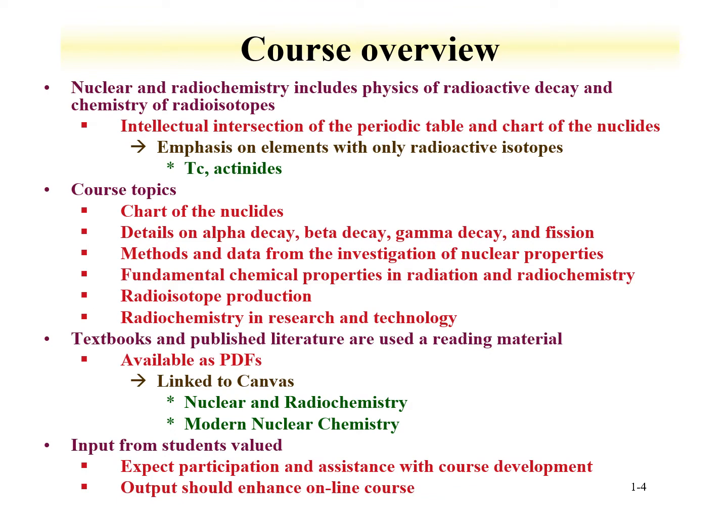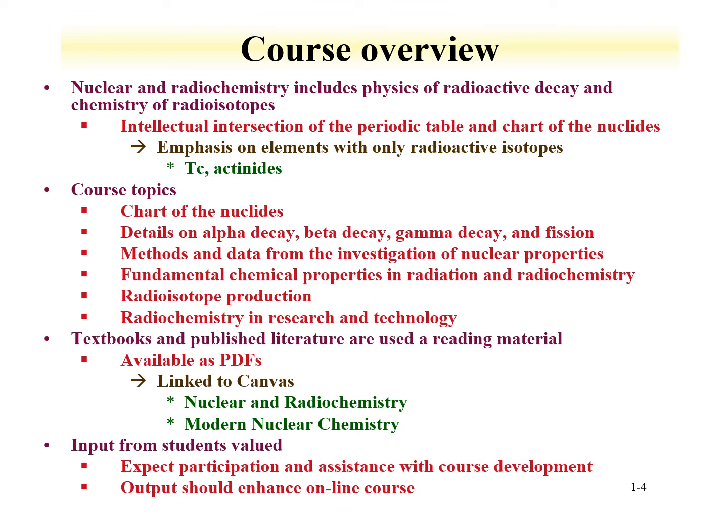And within radiochemistry, we want to emphasize elements with only radioactive isotopes, since they're unusual examples. As an example, technetium, element 43, sits in the middle of the periodic table. We'll discuss the chemistry of technetium, and we'll particularly focus on the chemistry of the actinide elements, which are those elements that have 5f electrons that are at the bottom of the periodic table.